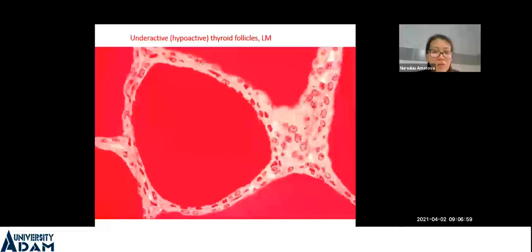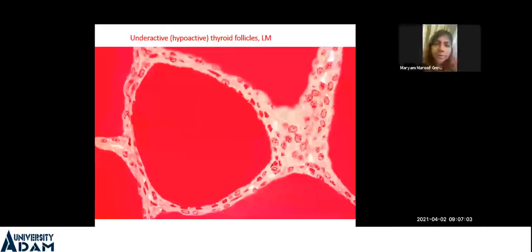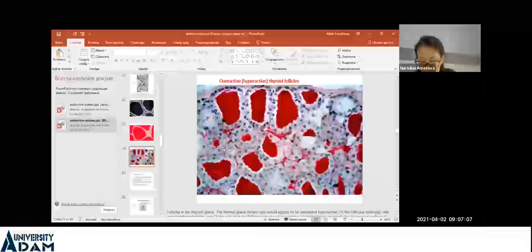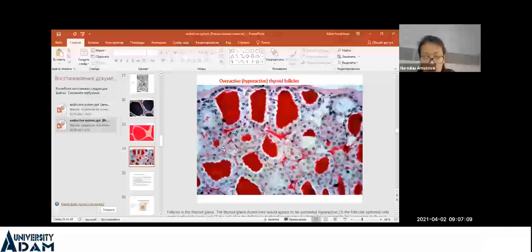Here is cuboidal, here is columnar, yes? Yes, ma'am. Okay.